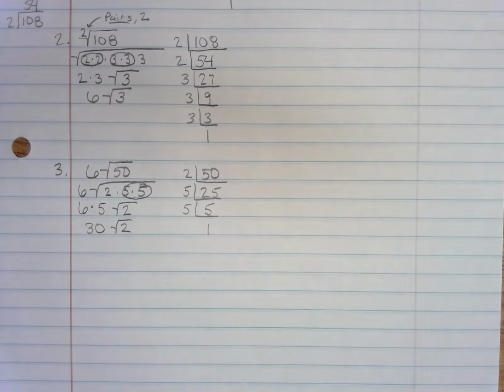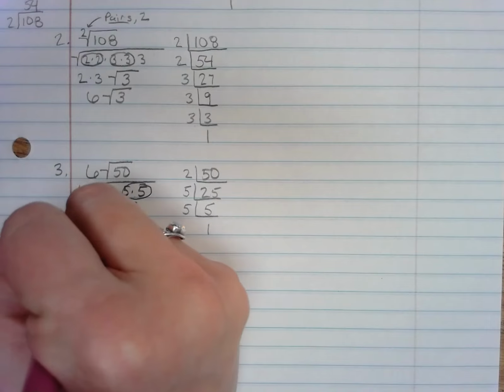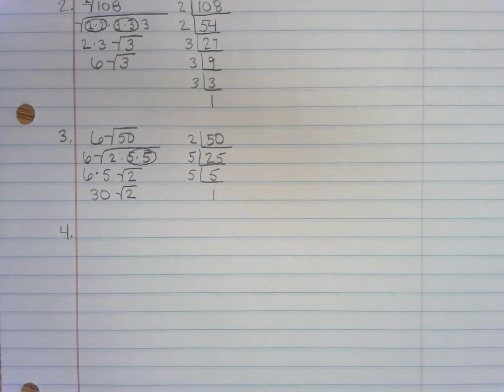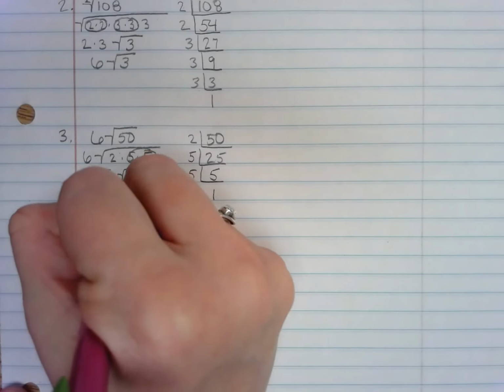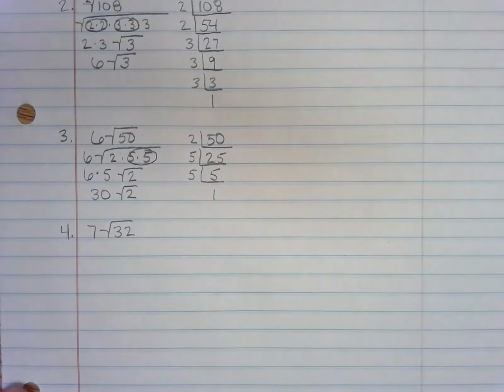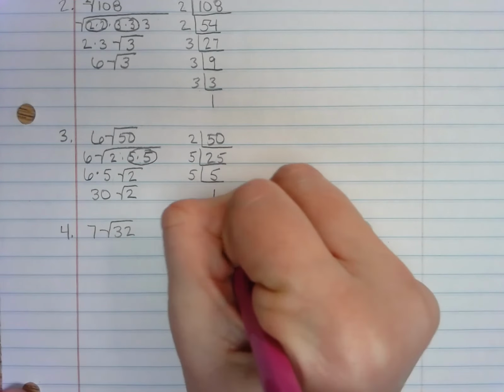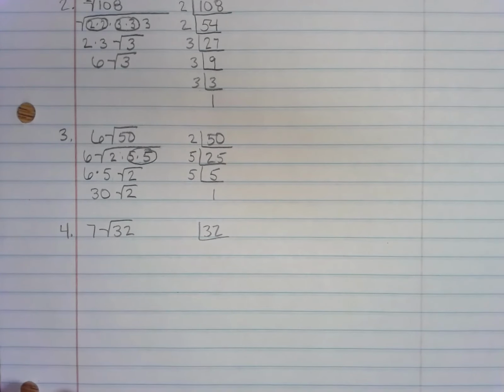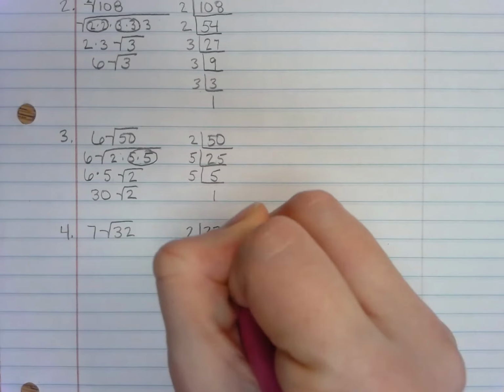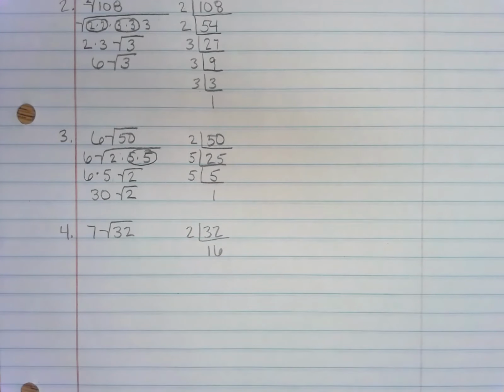Let's look at one more, number 4. Here we have 7 times the square root of 32. So again, go and do your prime factorization, only dividing by a prime. So 2 goes into 32 16 times.